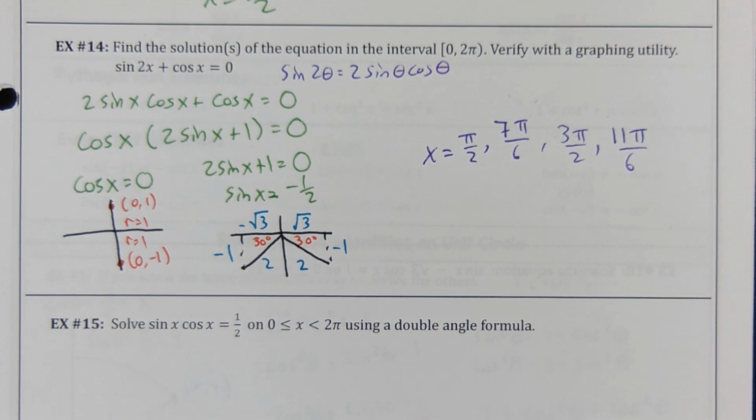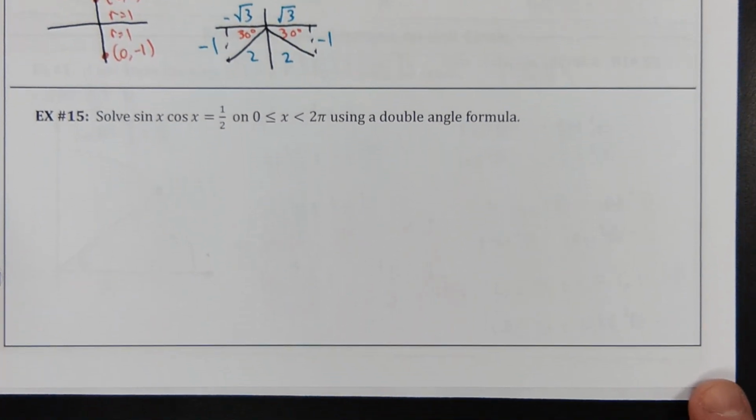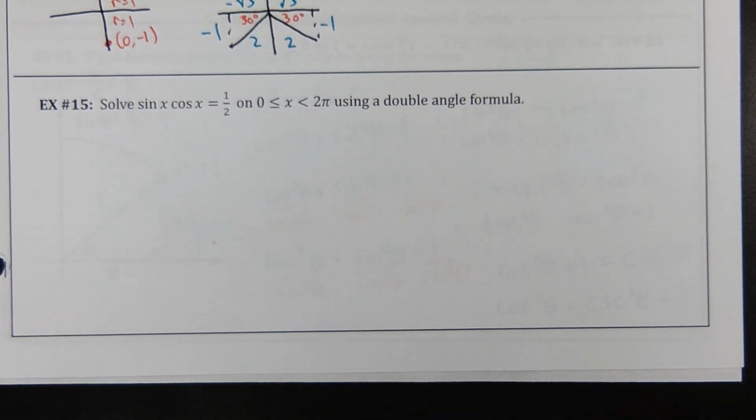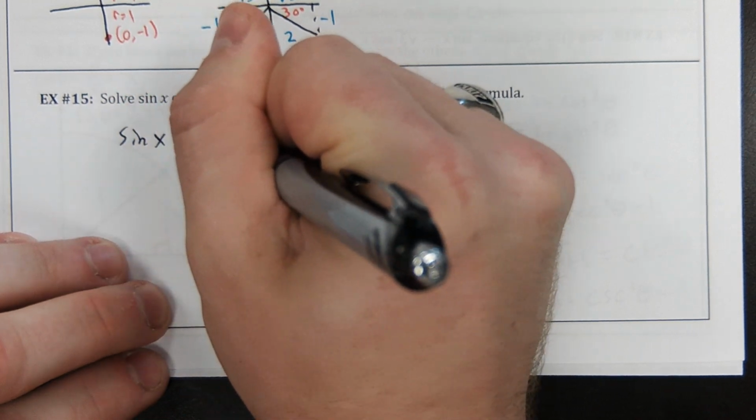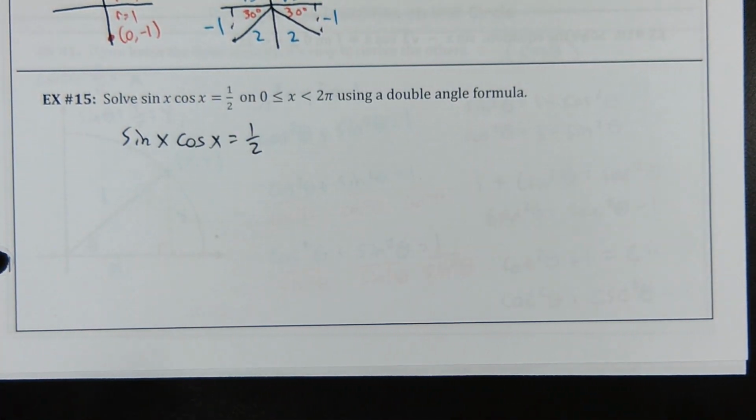Alrighty. We good? Factoring. It's going to come up. Now this next one does not inherently look like any of your identities, but you could make it one. What would make this one of our identities? Yeah, if there was a 2 in front of that sine x cosine x.